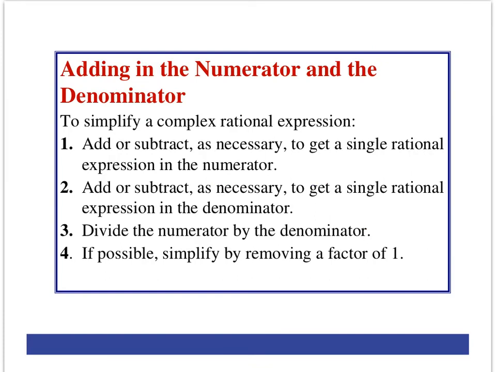Okay, adding the numerator and the denominator. We're going to do like we've done in the past. To simplify a complex rational expression, add or subtract if necessary to get a single rational expression in the numerator and denominator. Divide the numerator by the denominator. If possible, simplify by removing the factor of 1. We're just going to do like what we did before.